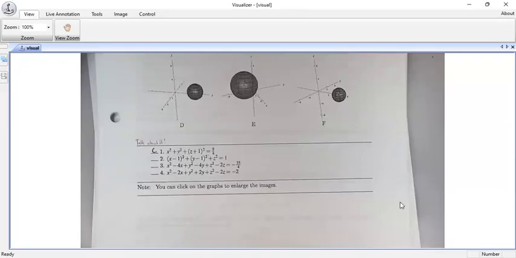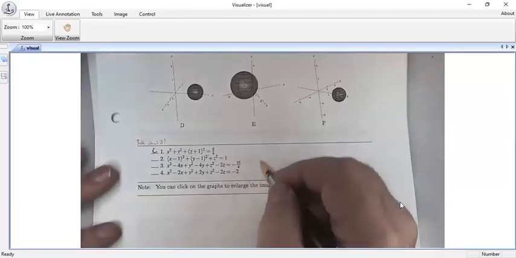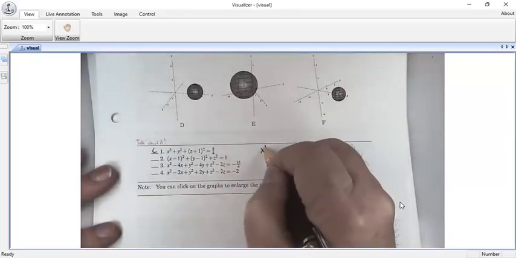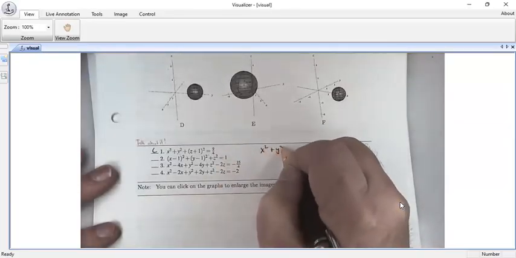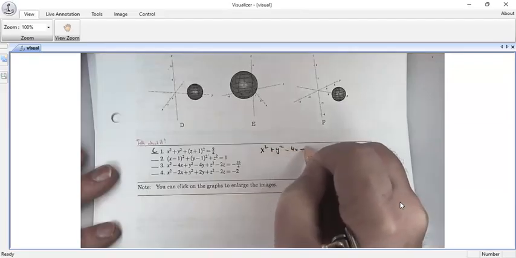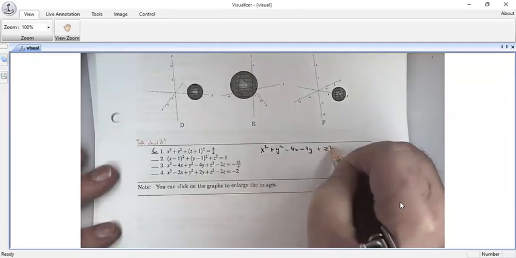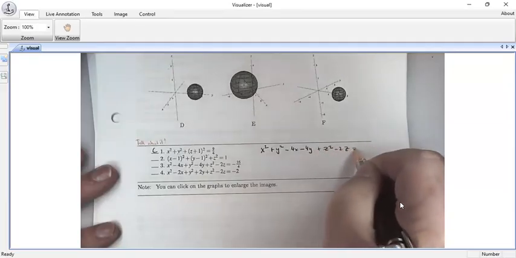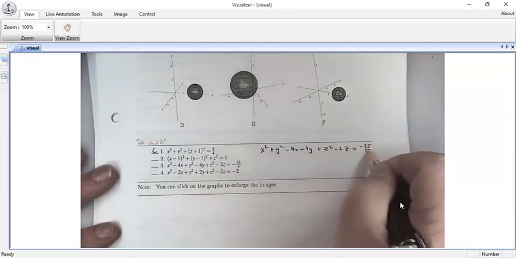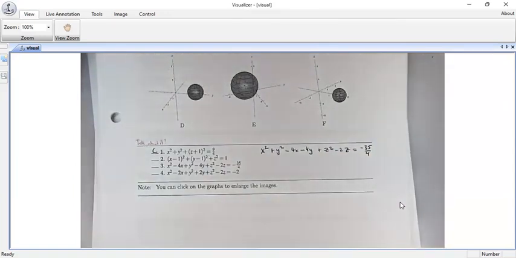All right, so here it is, number 3. So I've got x squared plus y squared minus 4x minus 4y, plus z squared, minus 2z is equal to -35/4. Well, what you want to do on this one, because you need it in the form (x minus h) squared plus (y minus k) squared plus (z minus l) squared equals r squared, the equation of a sphere, you're going to have to complete the square.